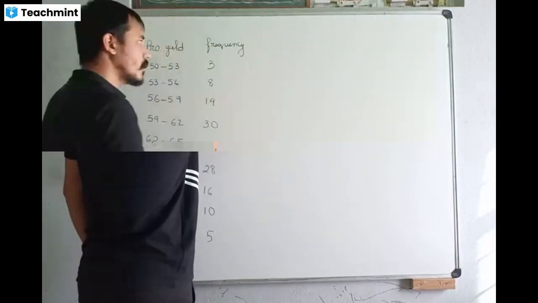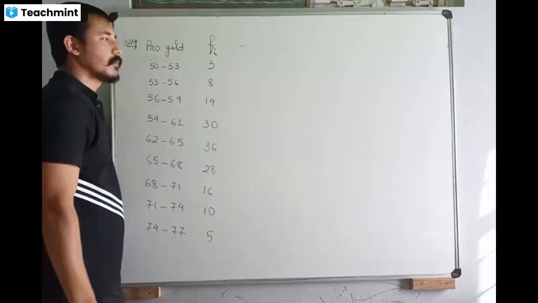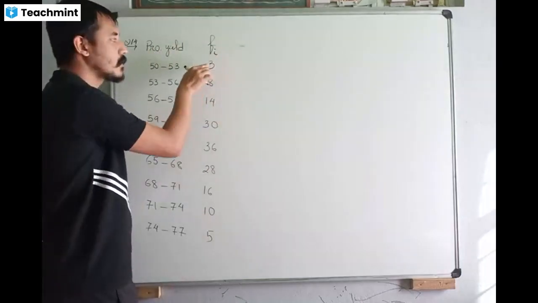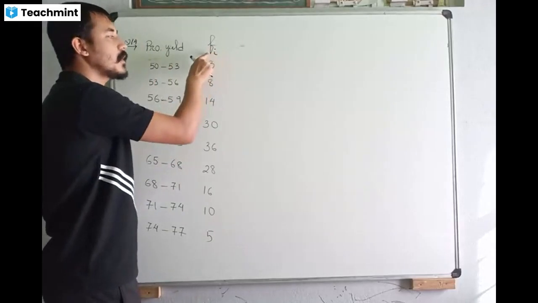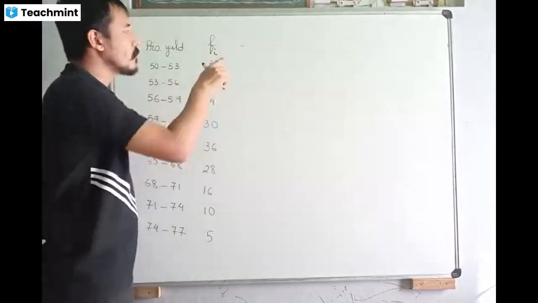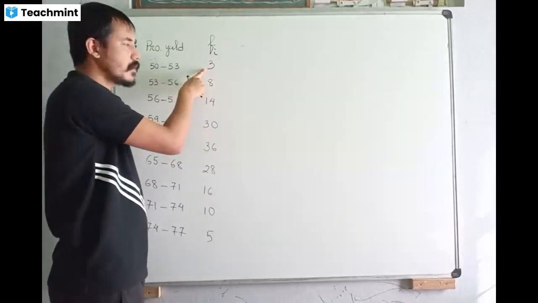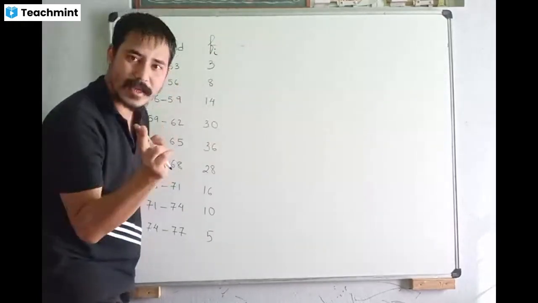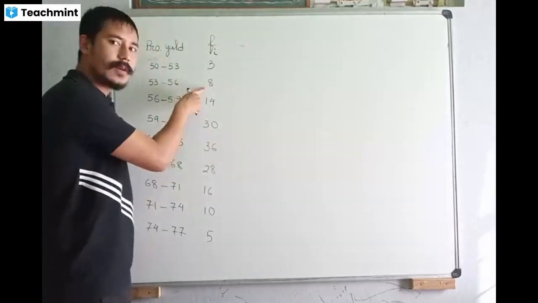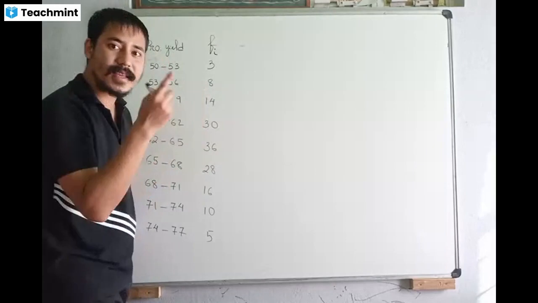Frequency is also denoted by a symbol F. But there is also frequency Fi. When i is 1, then we have F1. F1 means first frequency, 3. When i is 2, your second frequency, that is 8. When i is 3, your third frequency, 14.